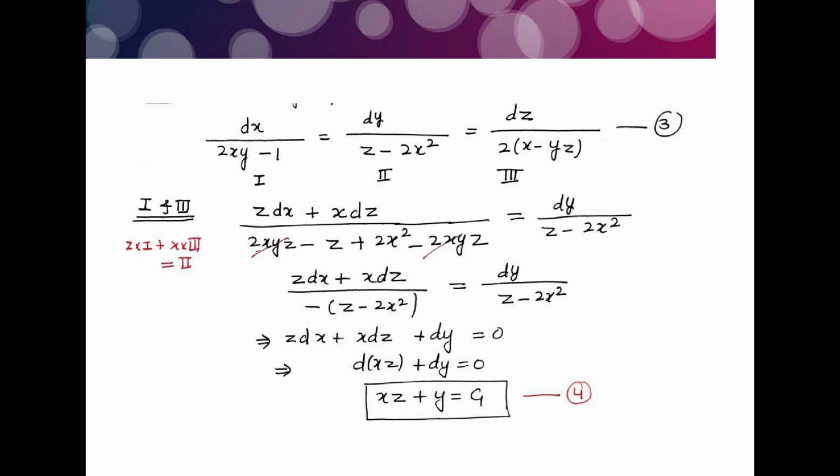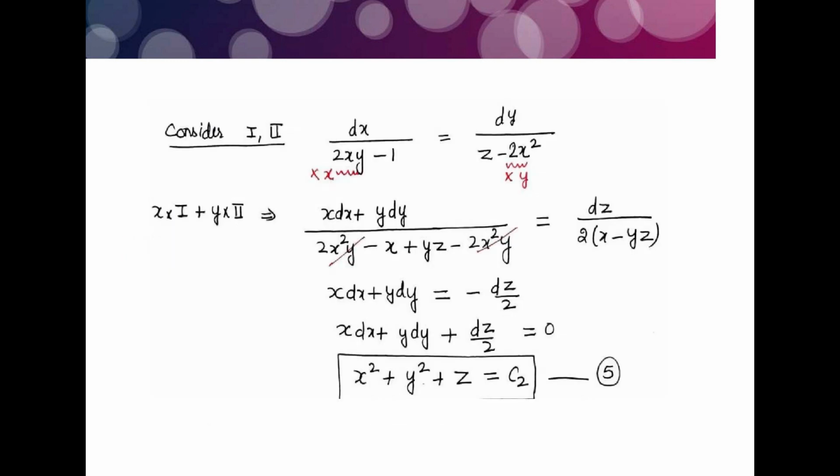Now see the second ratio with the dy. We have the same denominator, so now we can combine this combination with the second ratio, that is dy. Denominator will cancel out. Simplify the numerator part, and finally we have the first integral curve xz plus y equal to c1 given by 4.